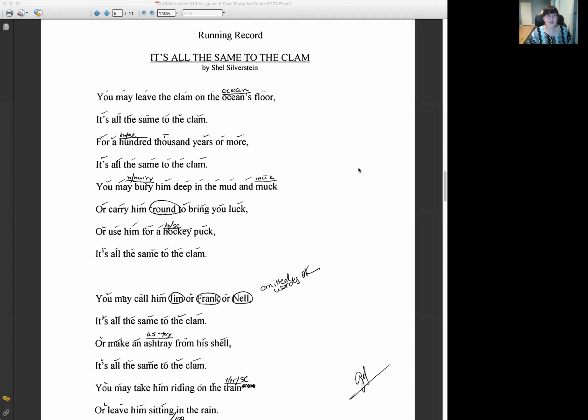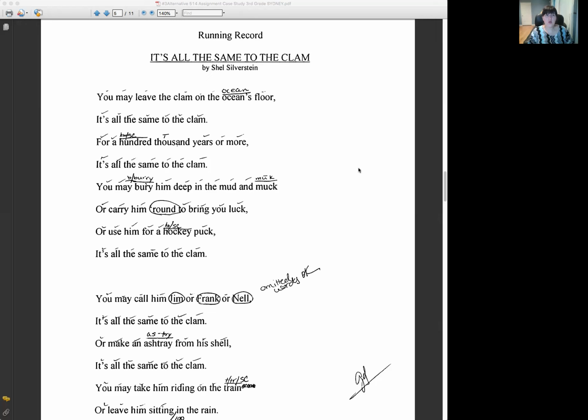The final assessment I'm going to discuss today is how to do a running record. A running record is really important because it allows you to focus in and analyze the 3 cueing systems to see how the child is decoding, whether they're doing it semantically, syntactically, or graphophonically. You can break down to see where their needs are.